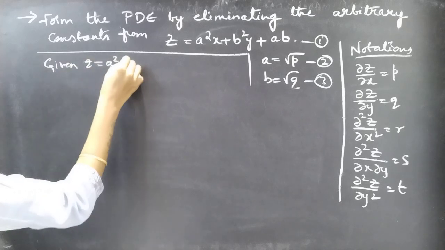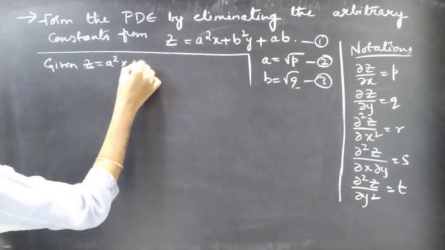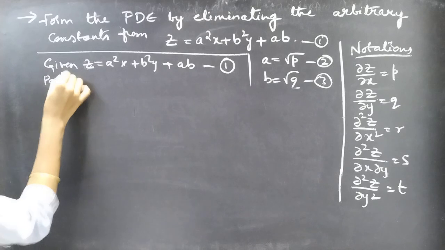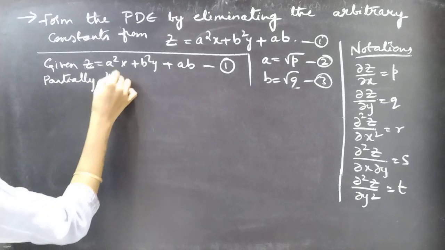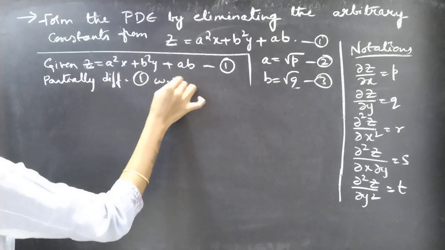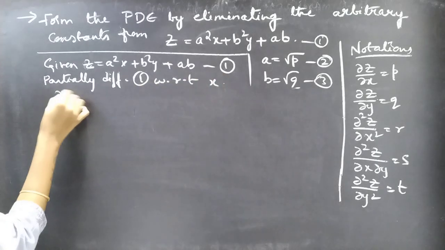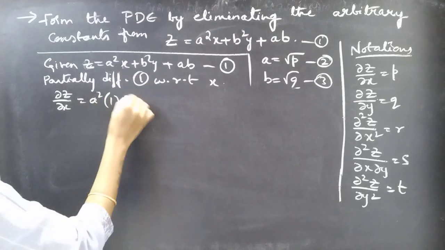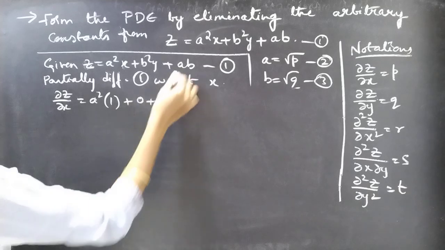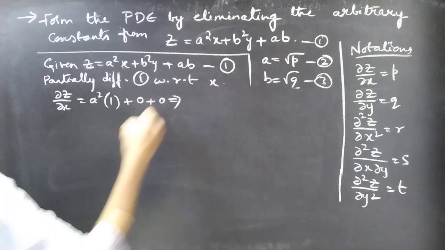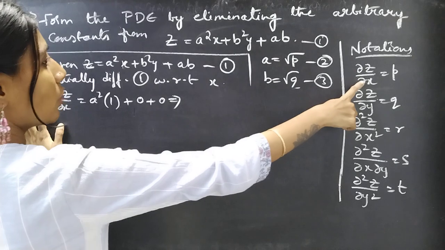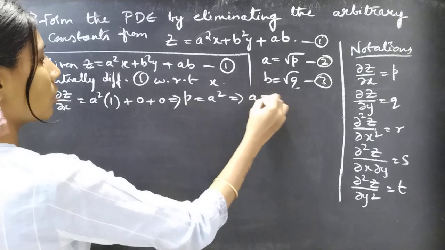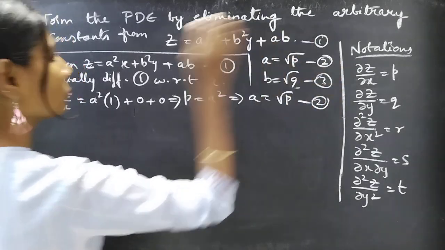Given z equal to a square x plus b square y plus ab, considered as equation 1. Now partially differentiate 1 with respect to x. We'll get dou z by dou x equal to a square into partial derivative of x with respect to x is 1 plus partial derivative of a constant with respect to x 0 plus partial derivative of ab with respect to x is 0, which gives us, we have a notation dou z by dou x equal to p, so let's replace it by p. You'll get p equal to a square, or you can write it as a equal to square root of p. We have considered as equation number 2, right?